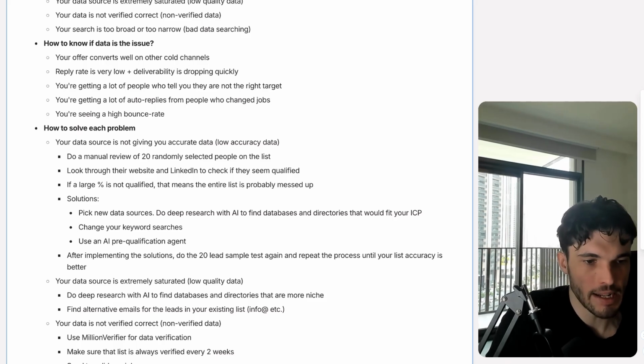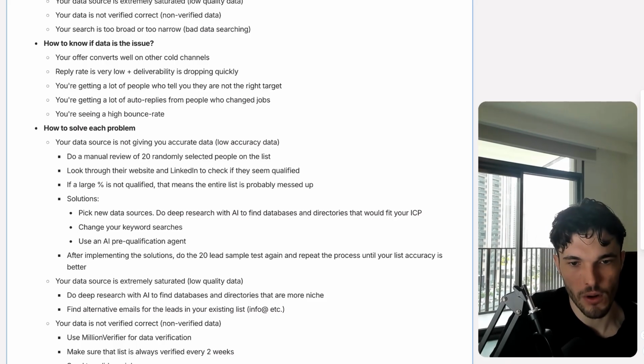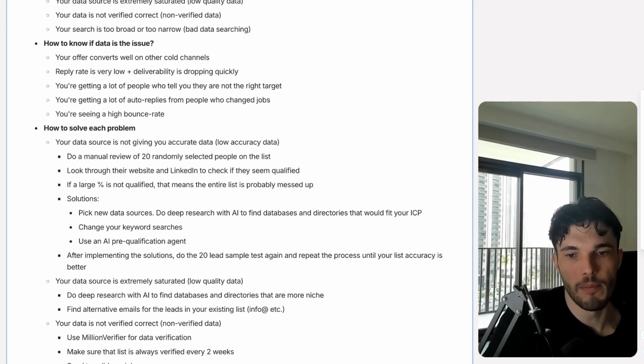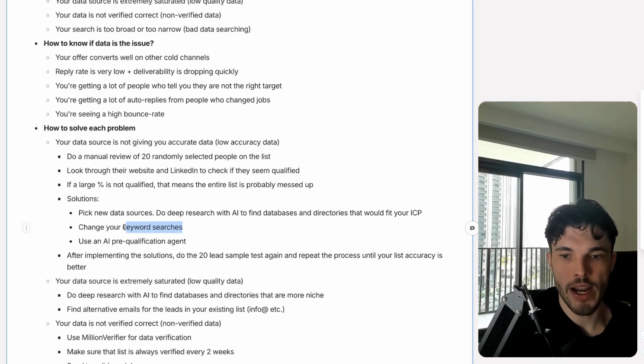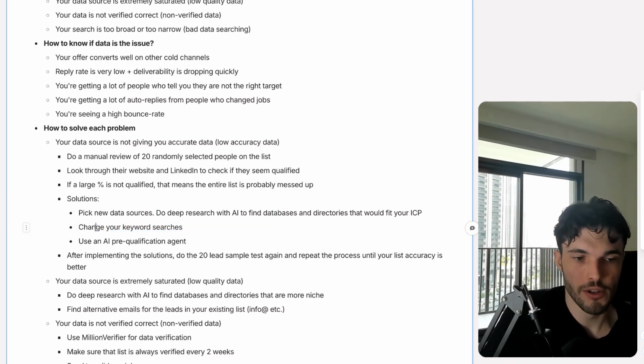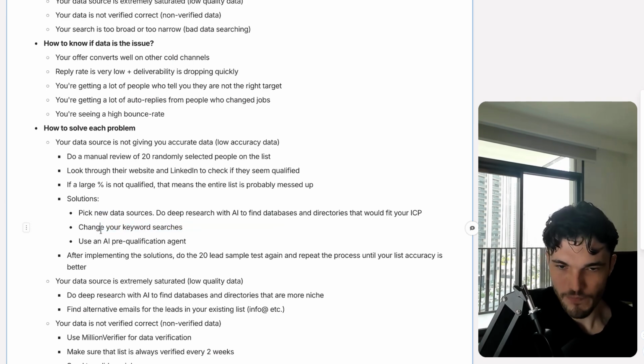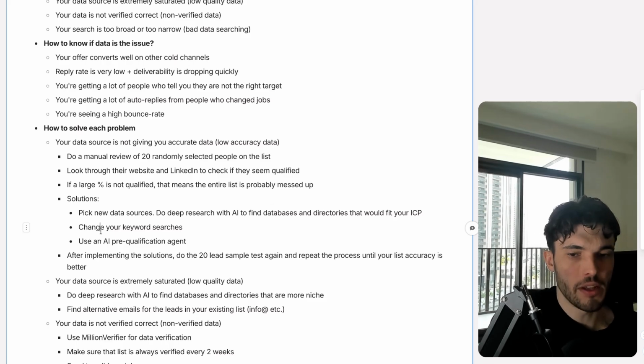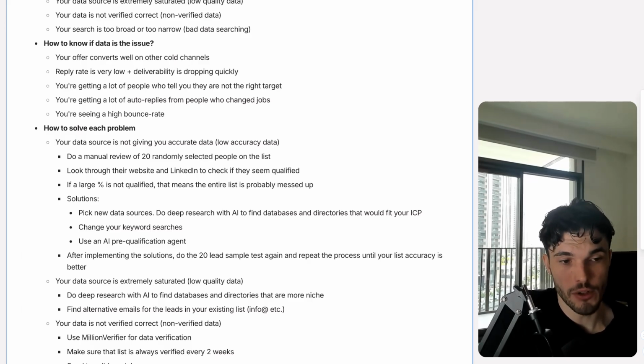They're just kind of sticking with the main databases like Apollo or LinkedIn Sales Navigator and so on. So this is a great thing you can do in terms of finding new data sources. Another thing is change the keywords in your searches. Sometimes people just put in super basic keywords when they do their searches, and they're getting really inaccurate data because of that. And that's also an issue.